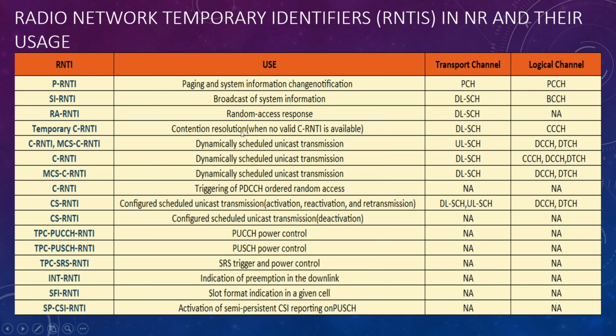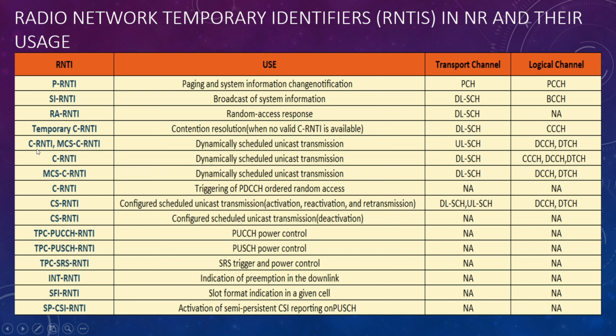Now RA-RNTI. It is for the random access response. The transport channel that is used is the downlink shared channel, and there is no logical channel. Now temporary C-RNTI. This is basically for the contention resolution, when we don't have a valid C-RNTI available, and this also comes in the downlink shared channel, and this uses logical channel CCCH.